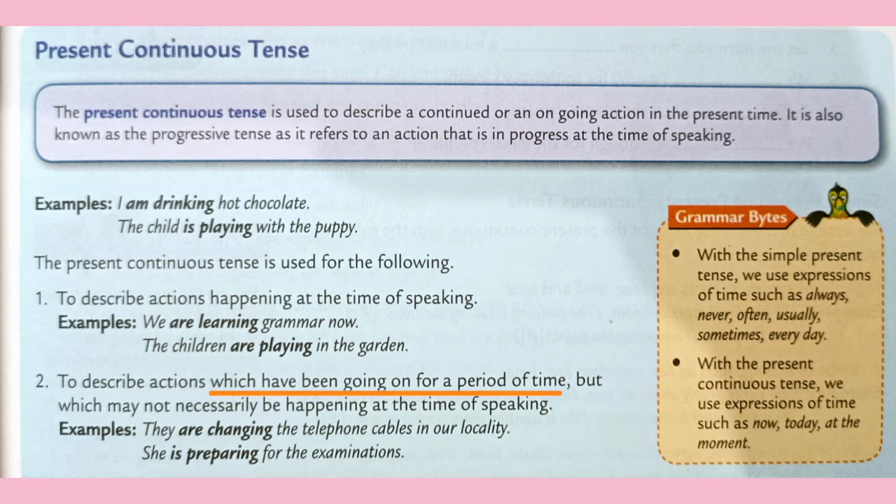Next, we use present continuous tense to describe actions which have been going on for a period of time but which may not necessarily be happening at the time of speaking. For example, they are changing the telephone cables in our locality. That means the work is going on these days, but not at the very moment when we are speaking.